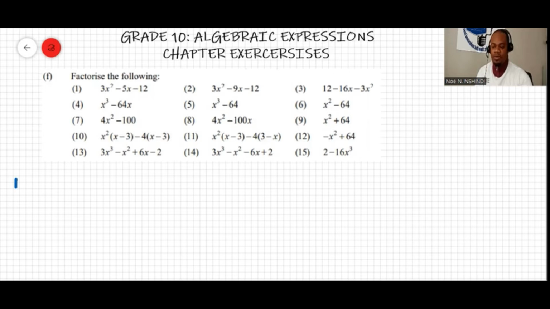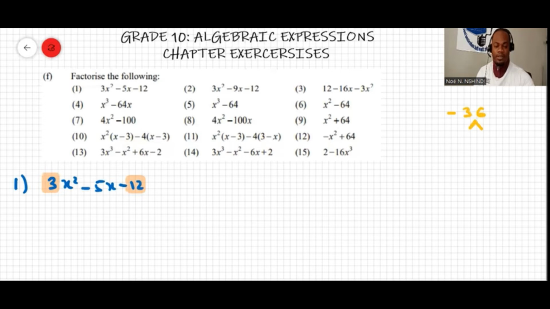Right here, 1. We have 3x squared minus 5x minus 12. The question says factorize the following. This is a case where we have a coefficient different than 1 in front of x squared. In cases like this, we multiply that coefficient with the constant term, 12, which is negative 12. 3 times negative 12 makes negative 36.